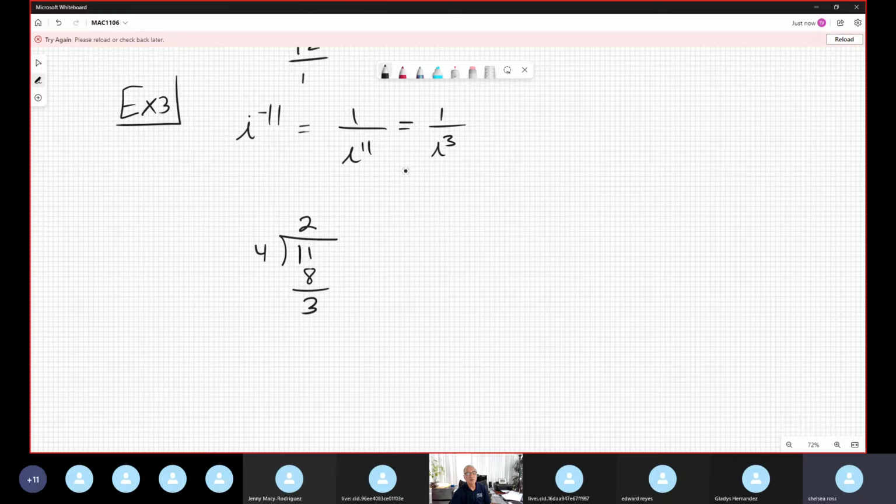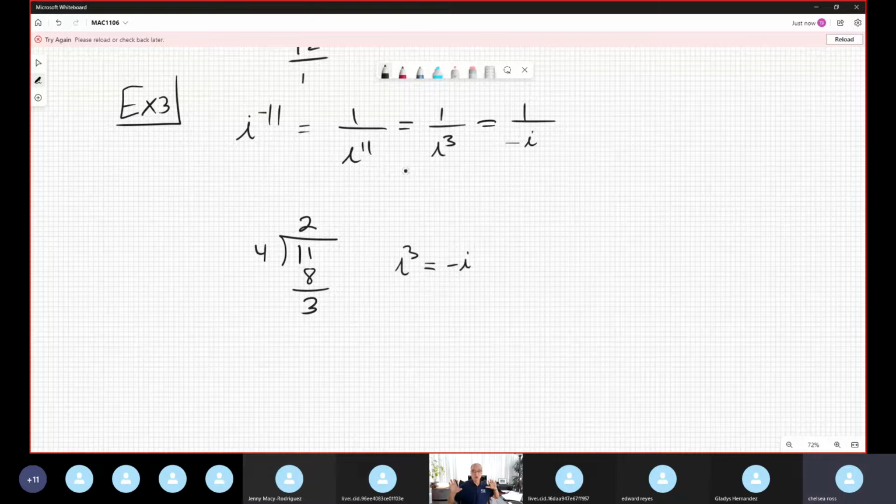Yes or no? Yes. I leave it. Do I finish? No. Why no? Because I know that i cubed is negative i. Beautiful. It's 1 over negative i. I leave it like that. I finish.